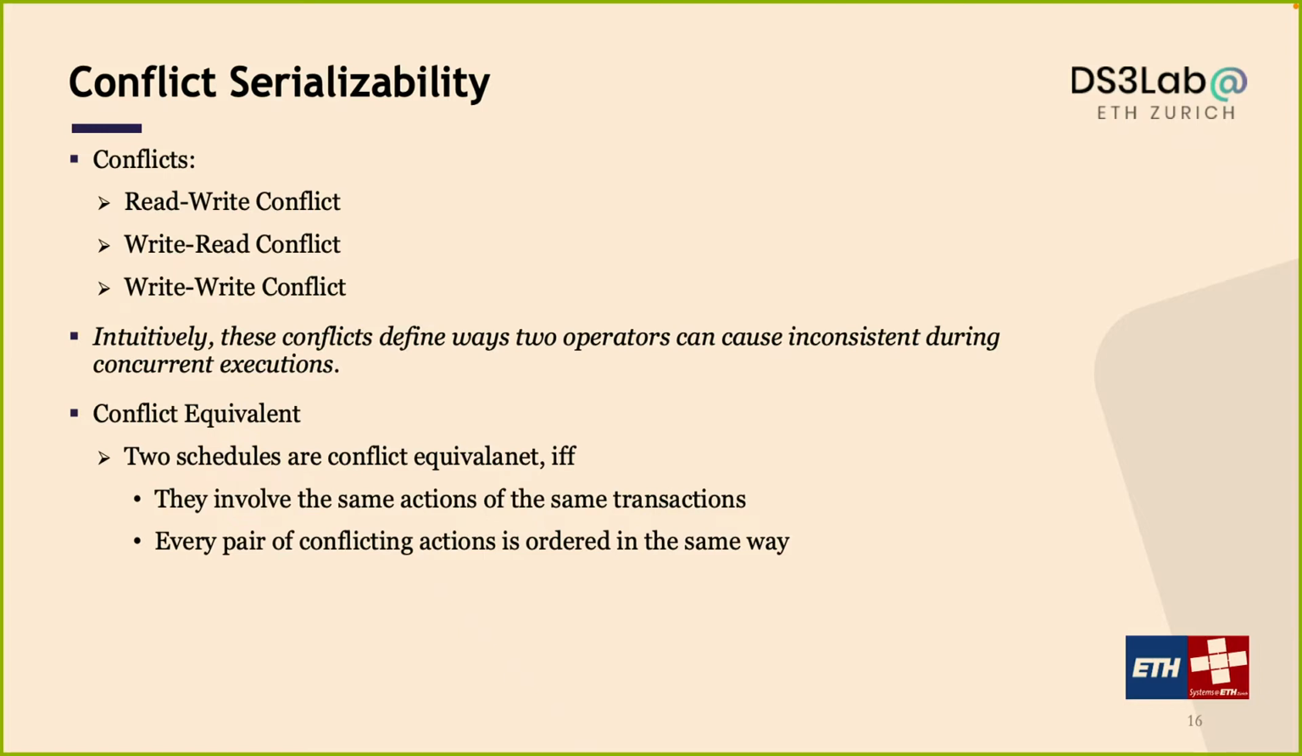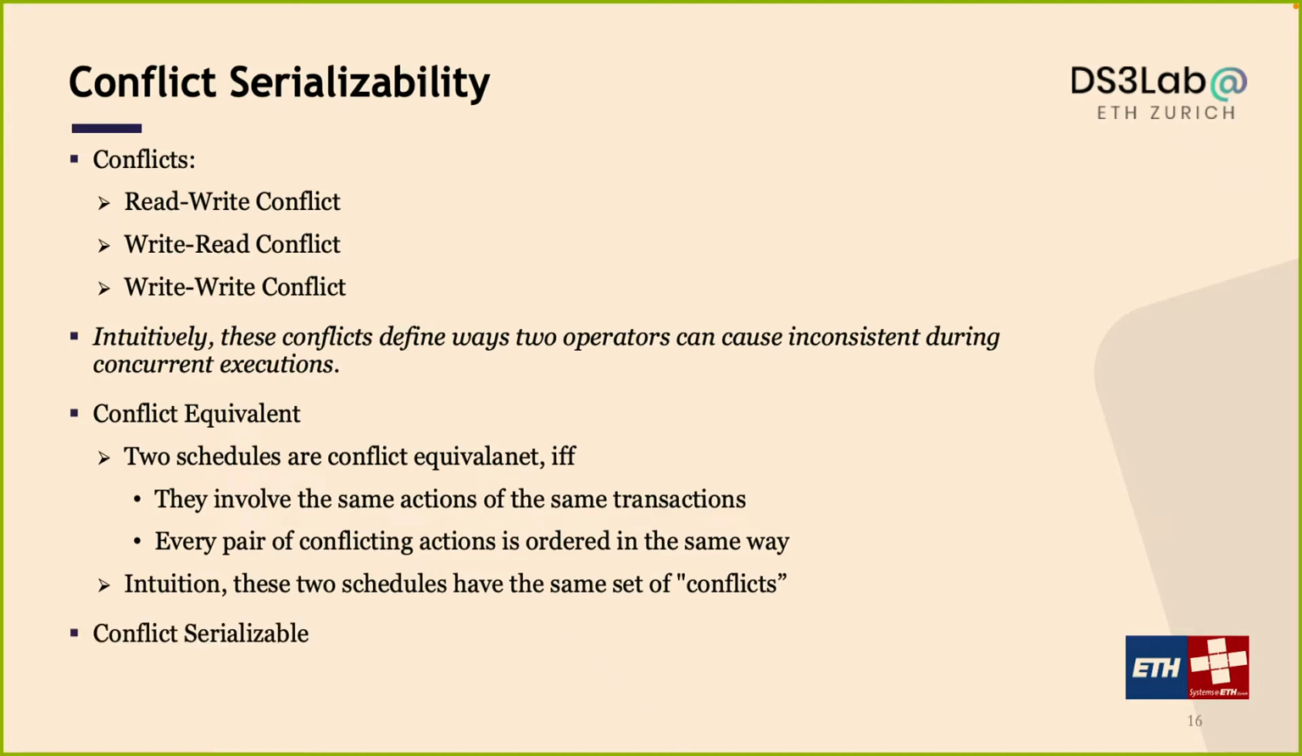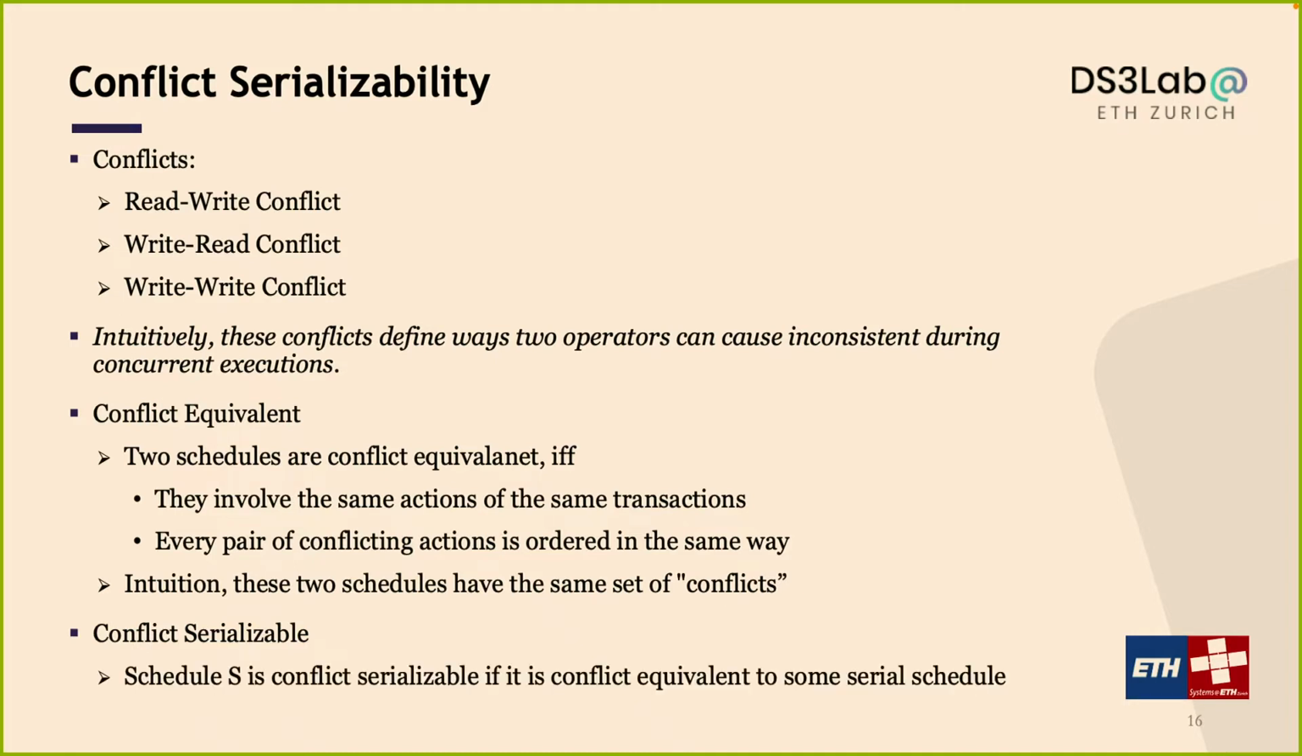Intuitively, it means that because I'm respecting all of those orders of conflicting operators, I'm not swapping any of those conflicting operators in these two schedules. So they will give you the same result. These two schedules will have the same set of conflicts, so you are sure they are going to give you the same thing. And we say a schedule is conflict serializable if it is conflict equivalent to some serial schedule.